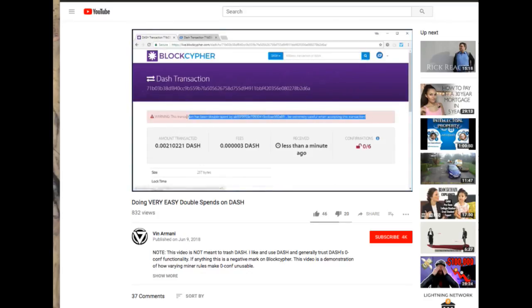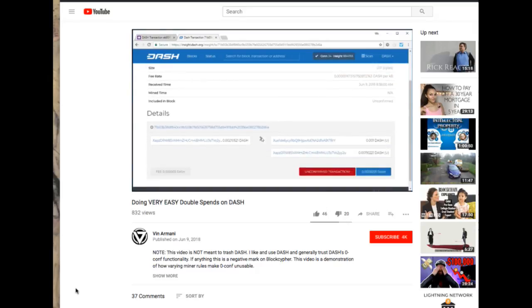Warning, this transaction has been double spent by this. Be extremely careful when accepting this transaction. Here's a double spend. This was completely non-technical. Anyone could have done this. So were the merchant to be looking at BlockCypher, in that time that it took me, it would have come up on their point of sale as saying, yep, it's paid. I would have walked out with my merchandise, and then I could have just sent this transaction over.